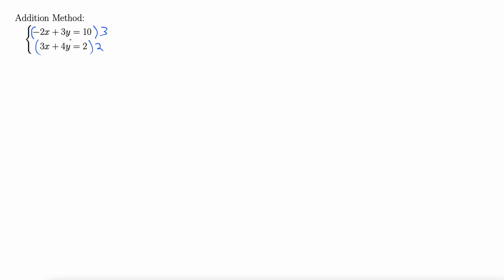And when I say that, I'm really multiplying both sides of the equation. This isn't really perfect notation, being a little sloppy here, but it gets the point across. Okay, let's do it. Multiplying everything by 3 gives negative 6x plus 9y equals 30. And down here, multiplying everything by 2, we have 6x plus 8y equals 4.